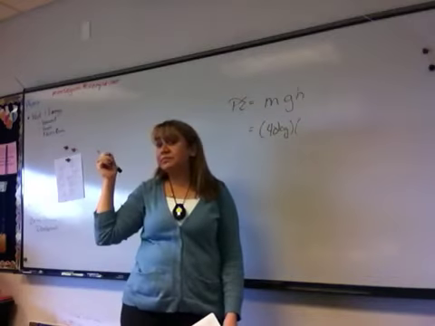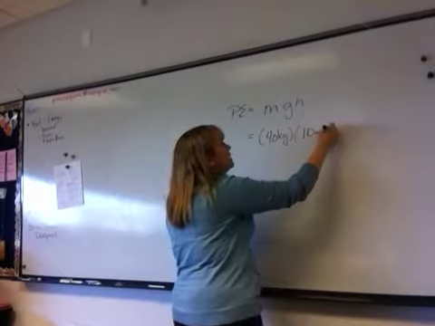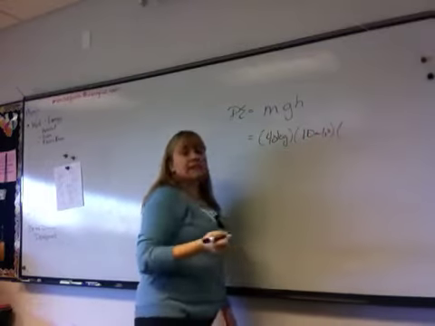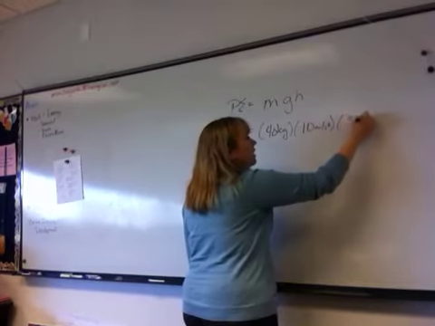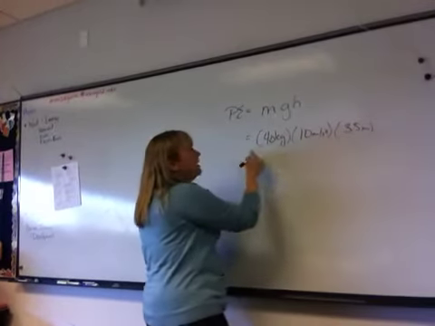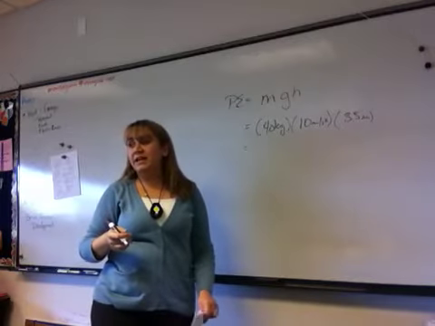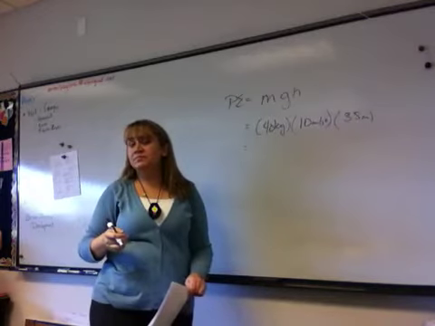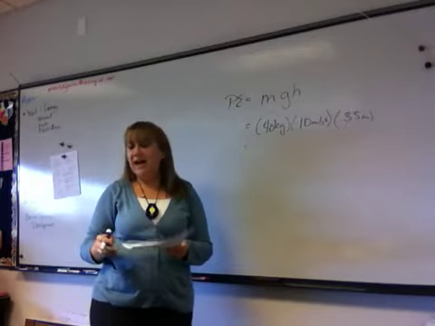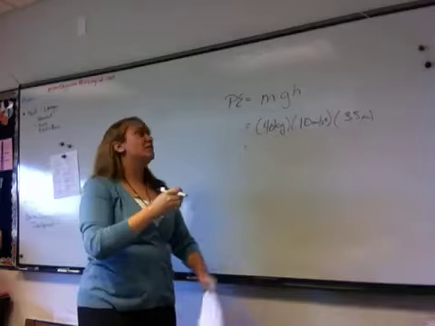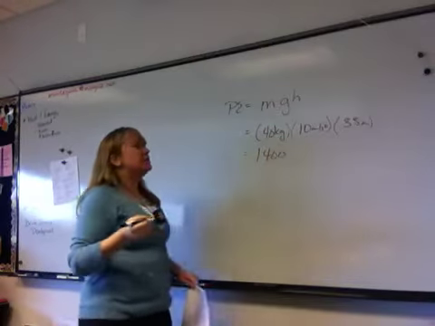Gravity? Yeah, we're lazy. Let's call it 10. All right, so 10 meters per second squared. And how high is it being lifted? 3.5 what? Awesome. All right, so 40 times 10 times 3.5. What do you get? 40 times 10 times 3.5. All right, 1,400. What units do we still have left here?